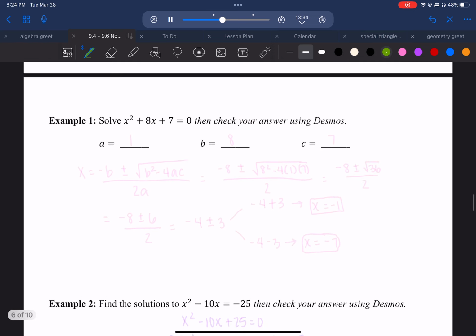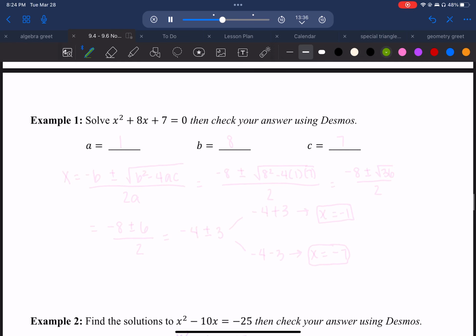So it asks us to solve x squared plus 8x plus 7 equals 0, then to check your answer using decimals. So the first thing we're going to want to do is find our a, b, and c. This is going to make it a lot easier whenever we go to plug it into that equation. So our a is 1, our b is 8, and our c is 7.